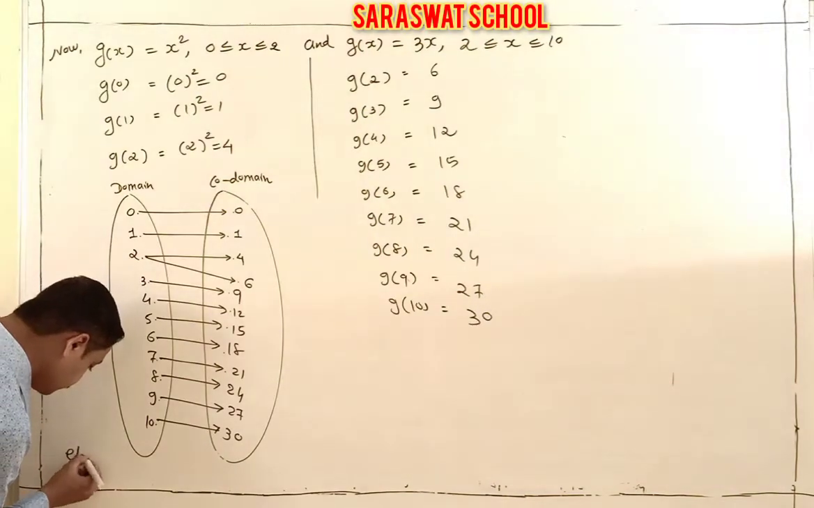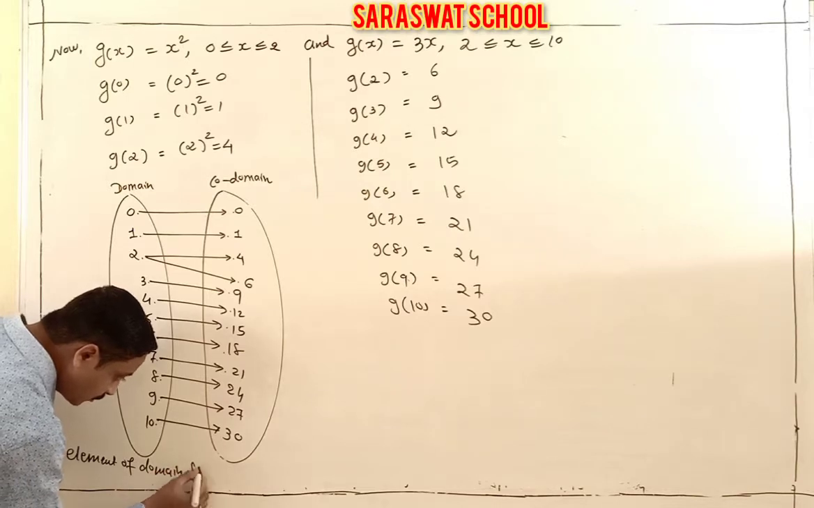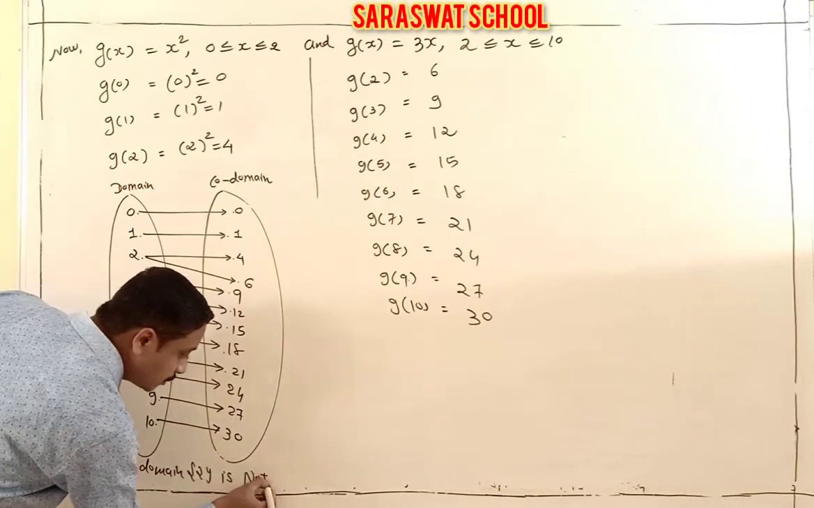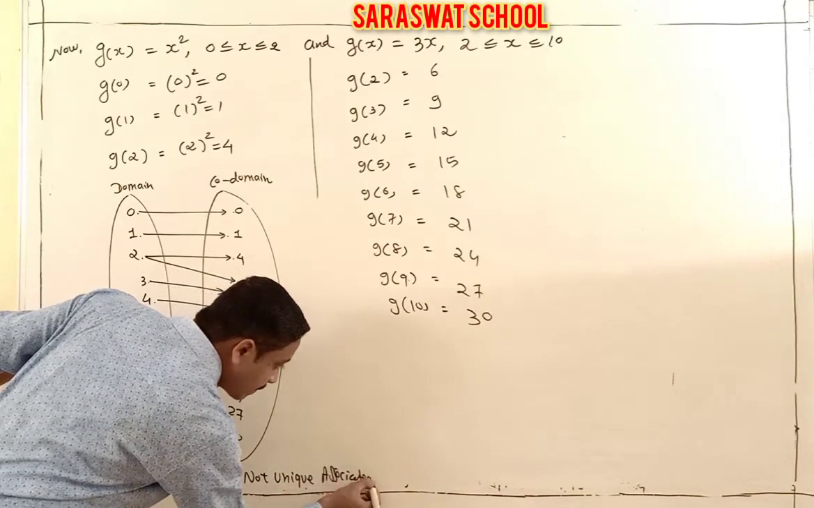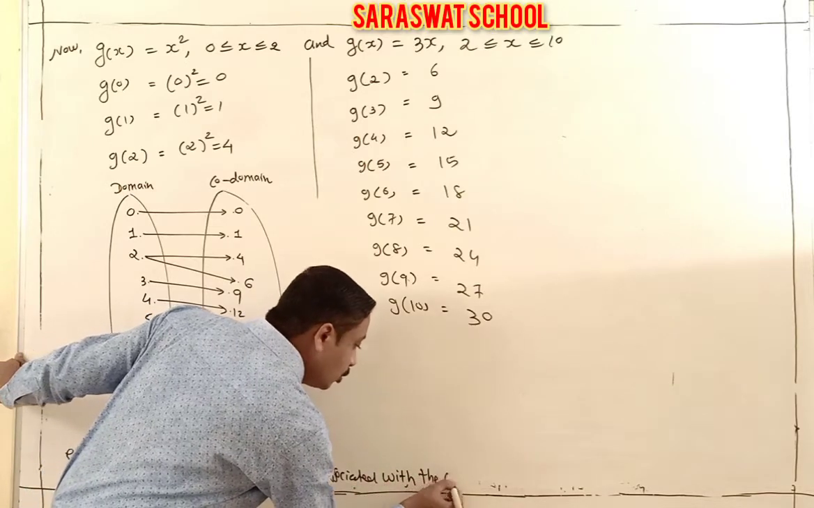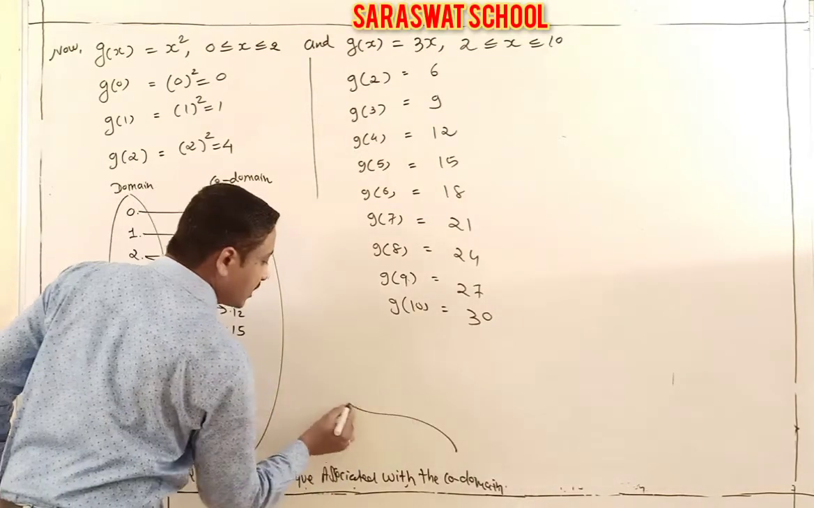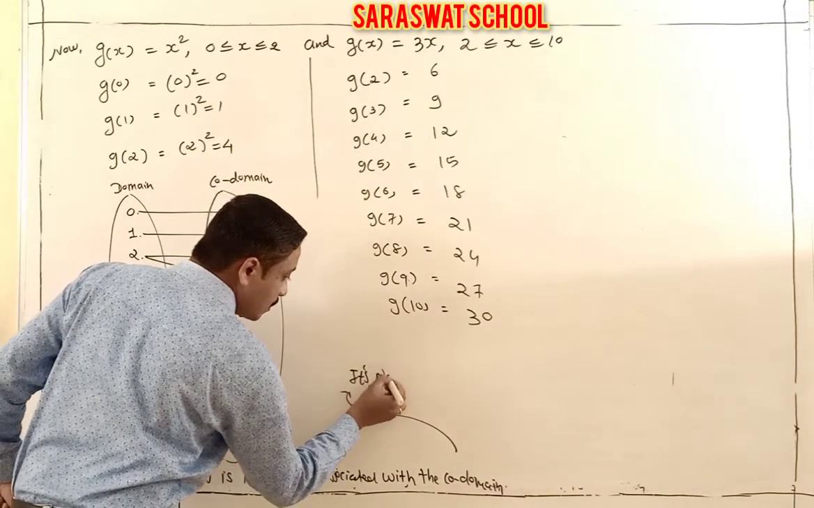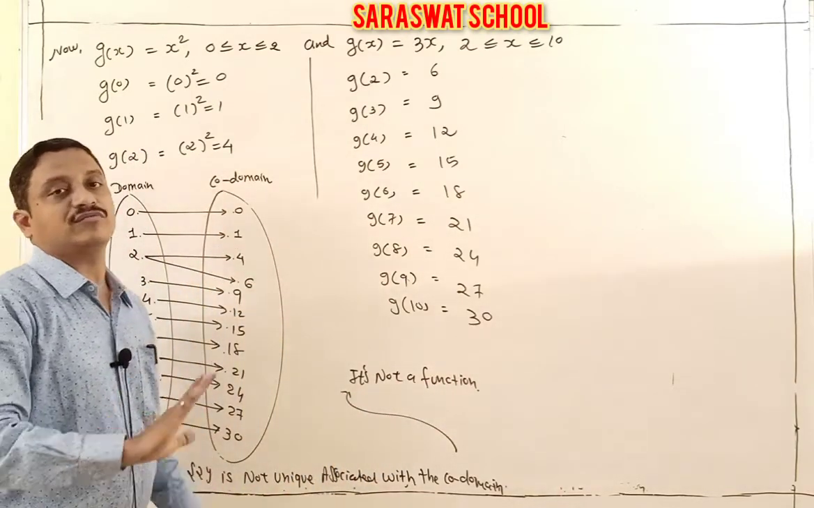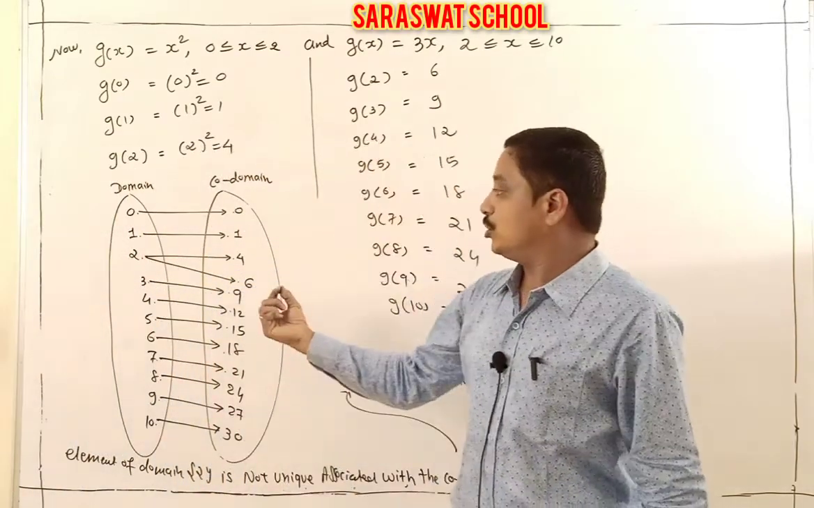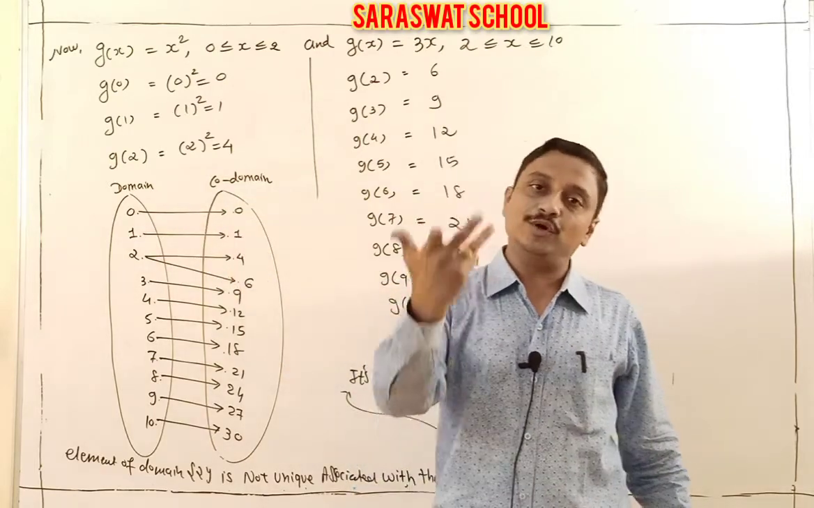So here element 2 of the domain is not uniquely associated with the codomain. So it is not a function. After that, write down, students, it is not a function. This relation g is confirmed not a function because domain elements are not uniquely associated with codomain elements.